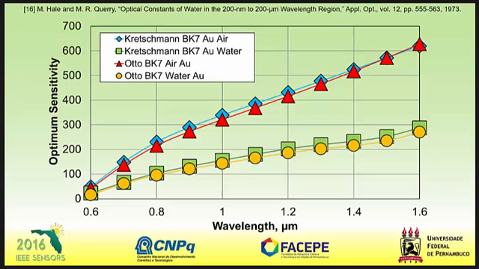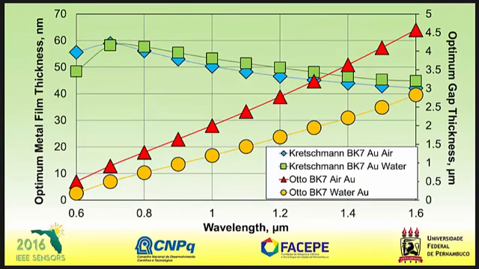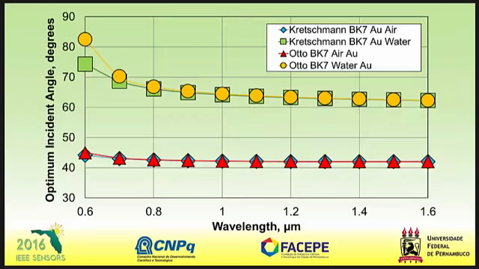One interesting thing here is that at 1.6 micrometers, we have sensors that have an optimum sensitivity that is 2 times larger than the sensitivity of SPR sensors at 1 micrometer. And this region is very interesting because it's the portion of the spectrum where low-loss optical communication systems work. So here also is the spectral dependence for the parameters of the sensors. Here's the film thickness, and here's the gap for the Otto configuration. Here's the optimum incidence angle, the spectral dependence.